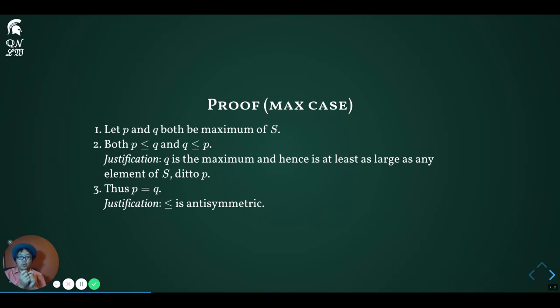So, as a first step, we posit that P and Q are both maximum of S. Notice that in this step, we did not assume that P and Q are distinct. Since they are both maxima, they must be greater than or equal to each other. So, by the antisymmetry of the less than or equal to relation, P must equal Q. And this concludes our proof.